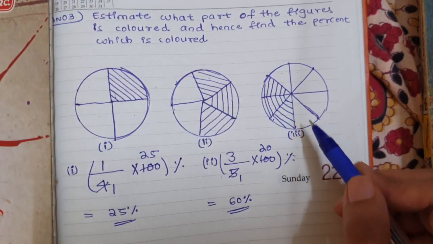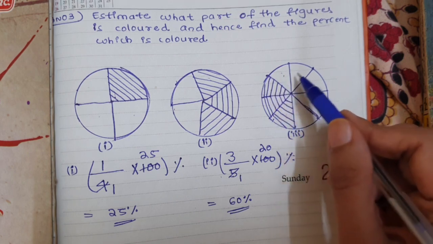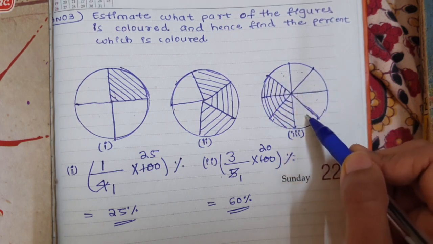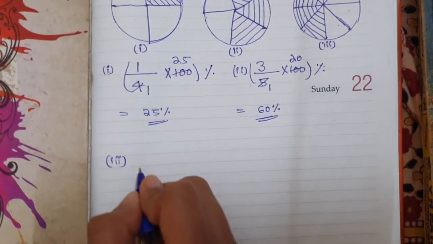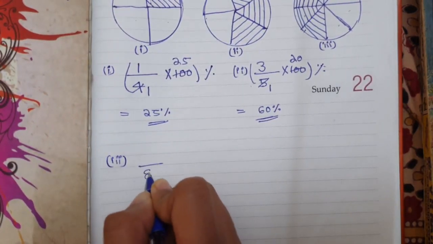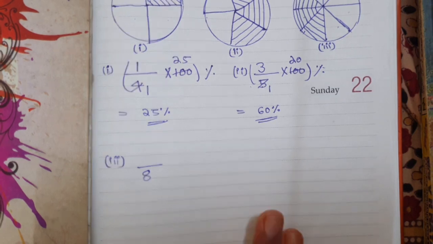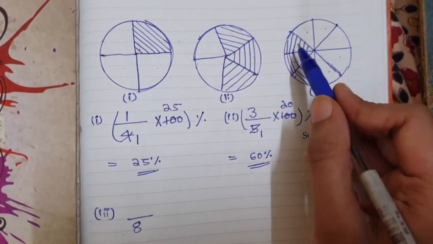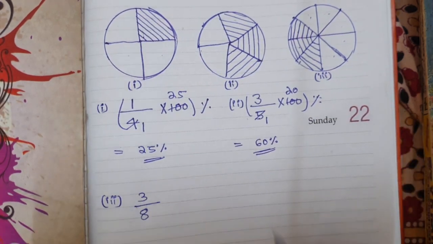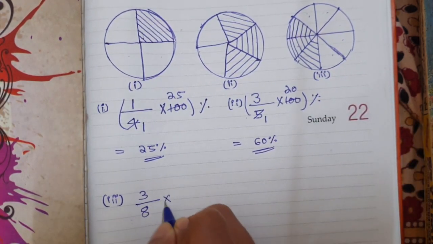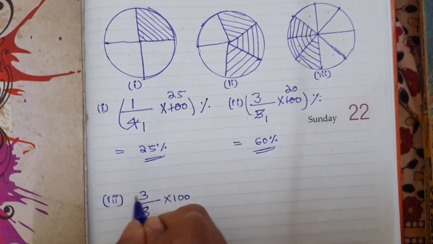Total, how many equal parts are in the third figure? 1, 2, 3, 4, 5, 6, 7 and 8. So there are totally 8 equal parts in the third figure. So let me write 8 in the denominator. Now how many parts are colored? 1, 2 and 3. So only 3 parts are colored. So write 3 in the numerator. Now convert this into the percentage.